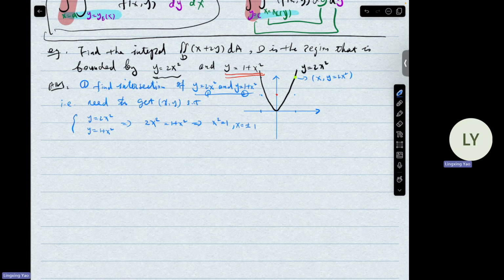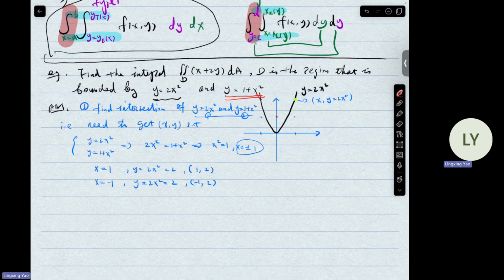Okay. When x equals plus or minus 1, what is y? When x equals 1, y equals 2x squared, which is 2. So the first point is (1, 2). When x equals -1, y equals 2x squared, which is also 2. So the second point is (-1, 2). So the second parabola will look like this.